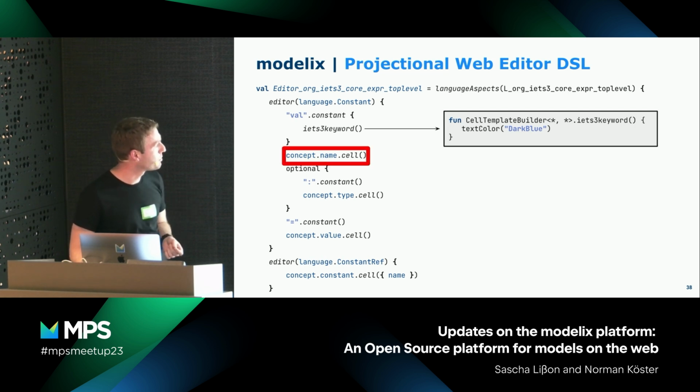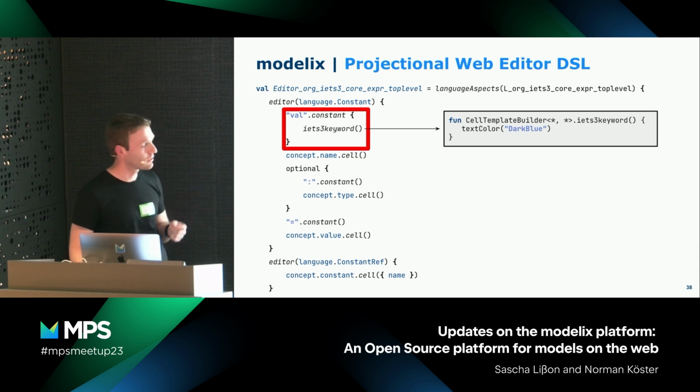Here's an example. That's a property cell for the name property of this concept. Here we create a constant cell in curly braces. You can customize a cell, for example, setting the text color. Also, again, Kotlin has these extension functions, so in our DSL we don't need these style sheets that you know from MPS, but there's some generic way to build your own abstractions and make them reusable.